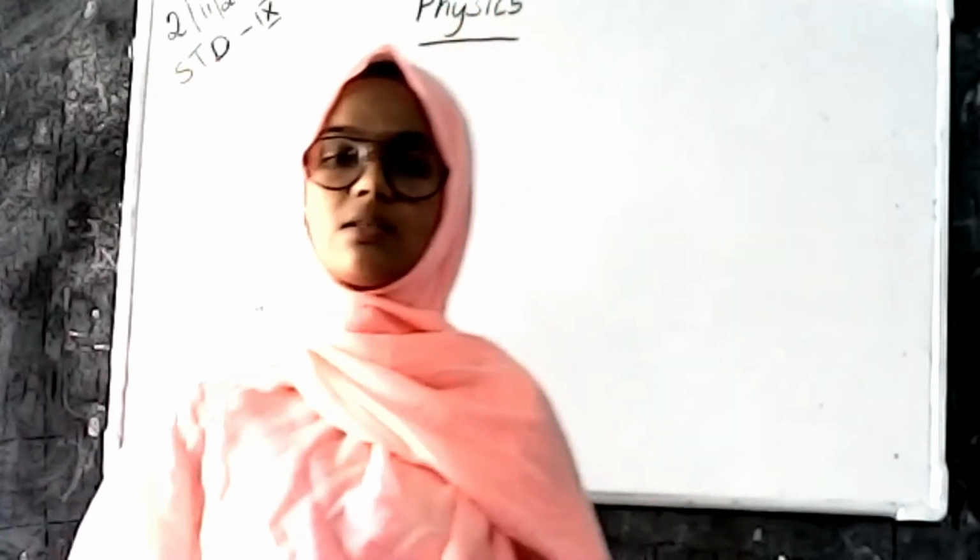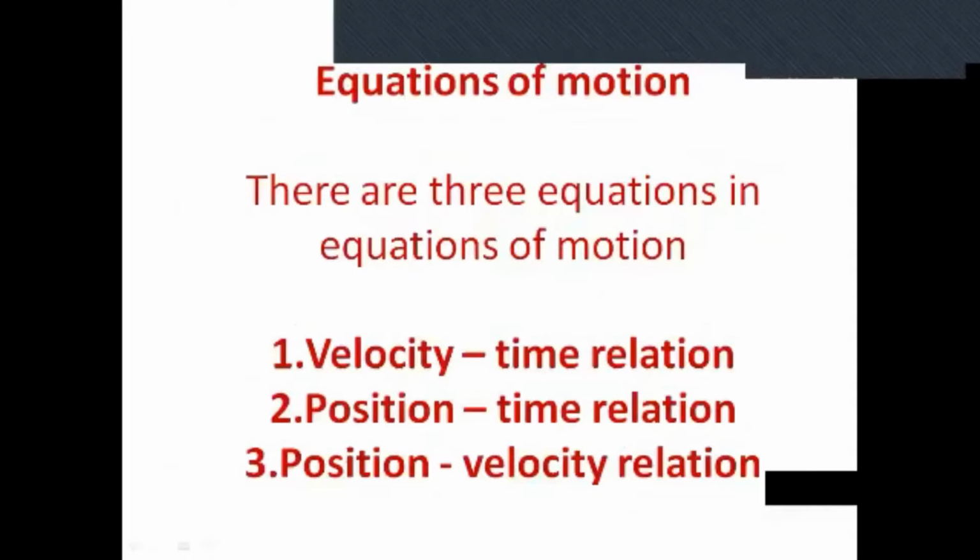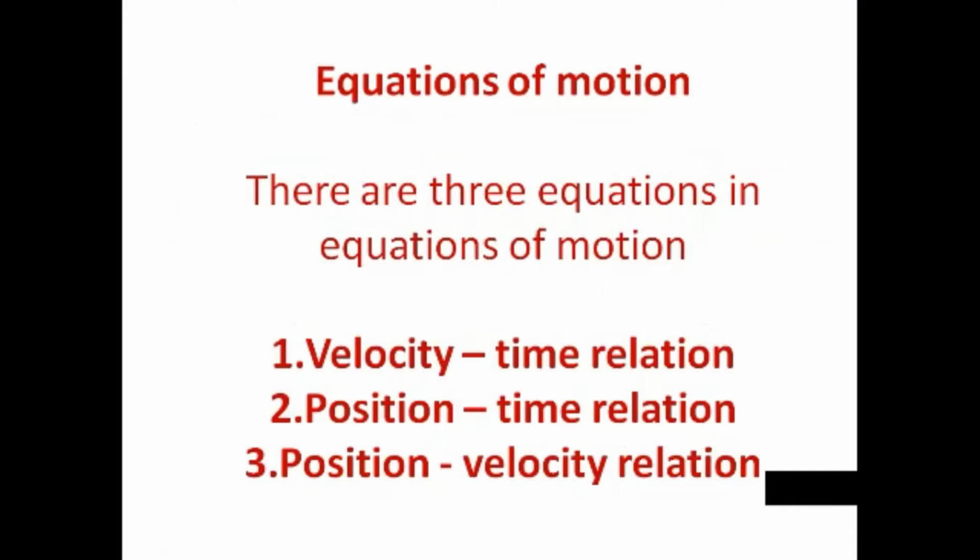For understanding this, we have to go through the slide. Equations of motion: there are three equations of motion. First, the velocity time relation, then the position time relation, and the position velocity relation. For understanding the motion of a body, we have three equations connecting velocity, position and time. The first equation is the velocity time relation, the second equation is the position time relation, and the third equation is the position velocity relation.